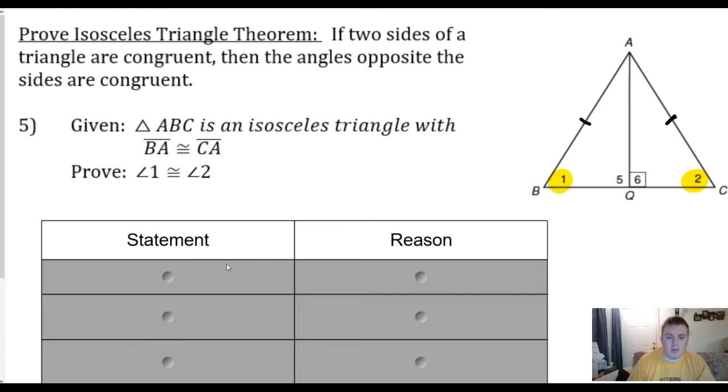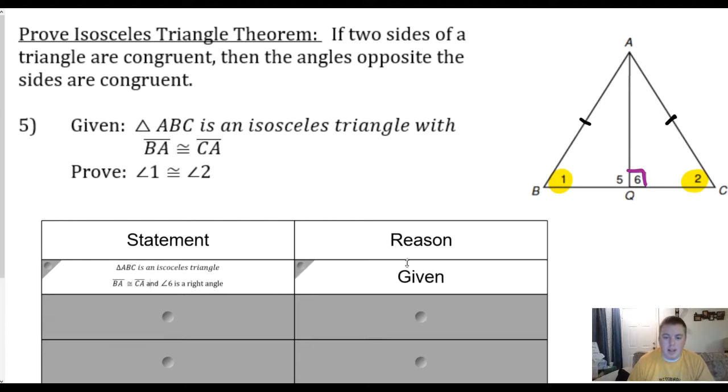So, like most of our proofs, we're going to start out with what we are given. Now we are given that ABC is an isosceles triangle with segment BA being congruent to segment CA. But if you look at the drawing, we are also given this important information that angle 6, because of that box, is a right angle. So we're going to include that in the given, even though it wasn't something that was necessarily typed out here. It was something that we could gather from the diagram. If it's given to us in the diagram and it's clearly marked, we can use it. We can't assume anything from this though, so anything that's not marked we cannot use. Just a reminder on that. Our reason for this is going to be given.